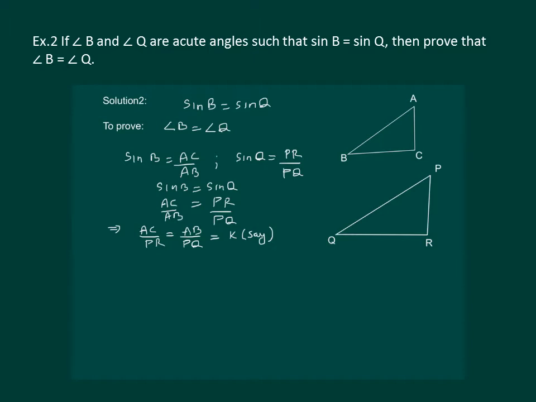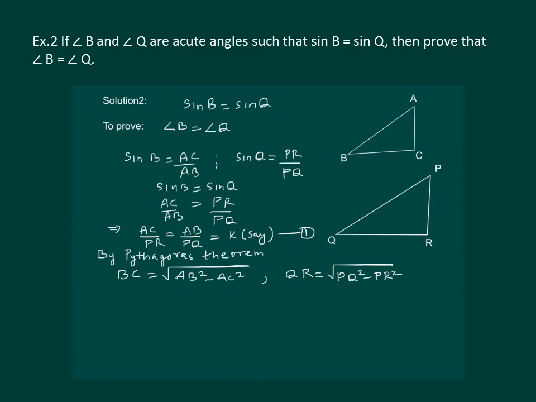That means two corresponding sides of triangle ABC and triangle PQR are in ratio. If we can prove that the third side is also in ratio equal to the other two ratios, then the triangles will be similar. So let us find out BC and QR.